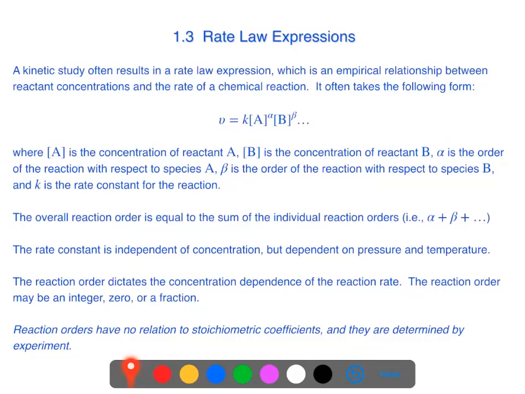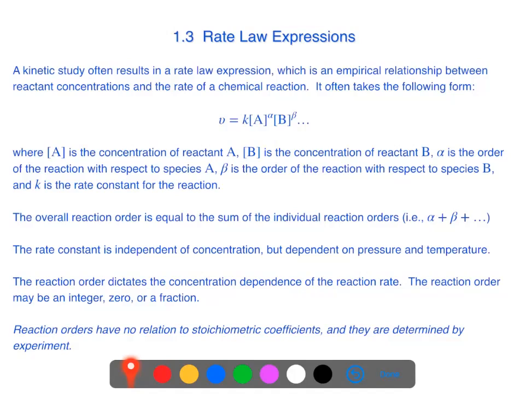Now, the letter k represents the rate constant for this particular expression, and it is independent of concentration, but is dependent upon other external factors such as pressure and temperature. The reaction order dictates the concentration dependence of the overall reaction rate. The reaction order may be an integer, could be 0, or it may be a fraction.